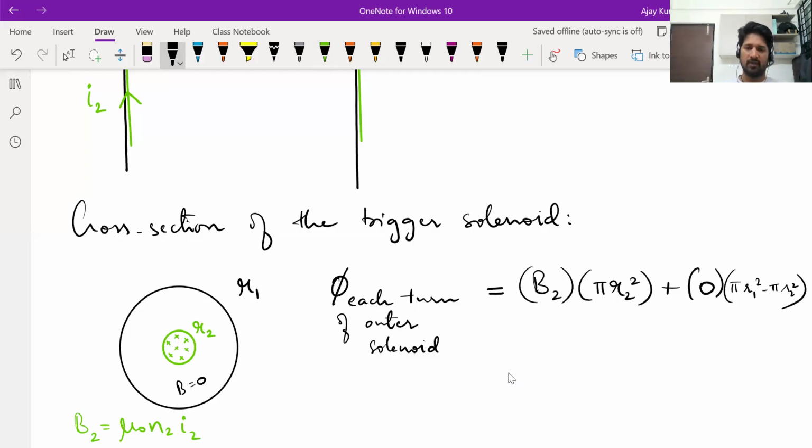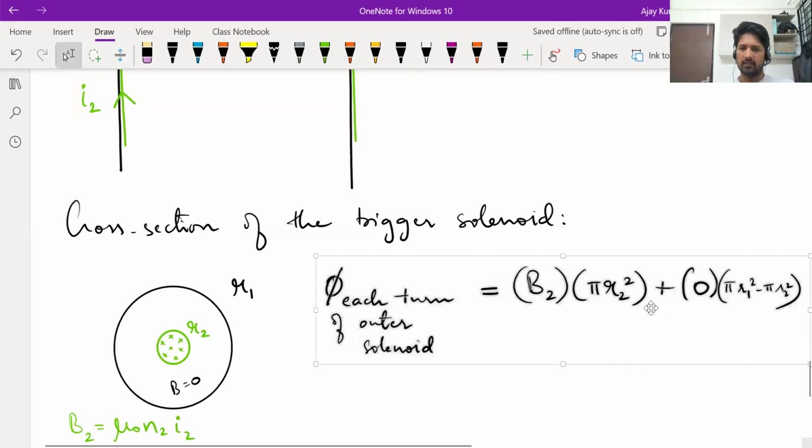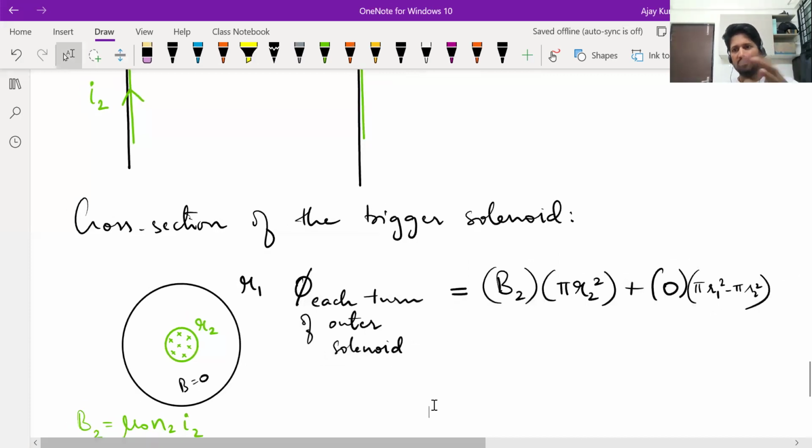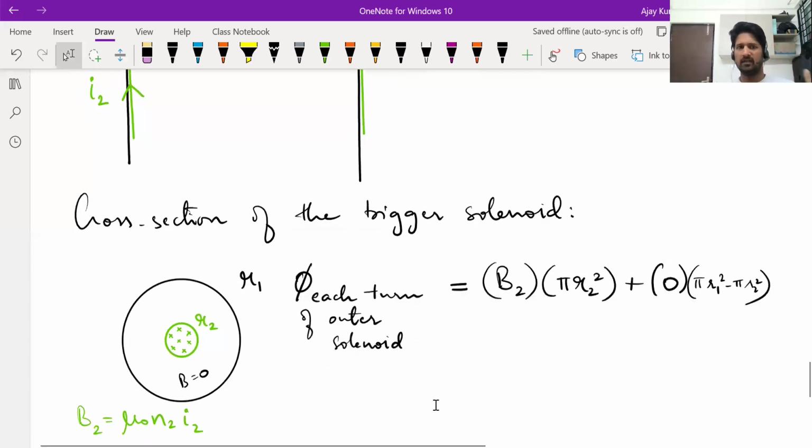This is how you calculate flux if one field exists in one part of the area and another field exists in another part. Had there been the same field throughout the area, you could do field into total area. But here, suppose in one part the field is B1, area is A1. In another part the field is B2, area is A2. Then we are doing B1 A1 plus B2 A2. Is this step clear to both of you? Any doubt in this?